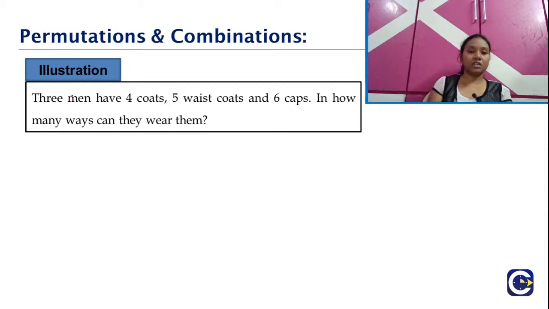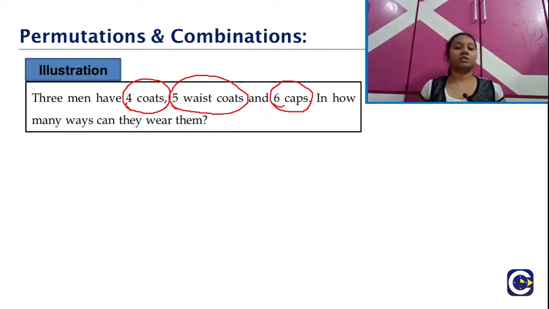So you can consider these three as 3 different events, like 3 different experiments. So 4 coats is one experiment, 5 waistcoats is one experiment, and 6 caps is another experiment. So likewise you can consider, but to wear them he required all the 3. So what will be the arrangements? But here if you observe, there are only 3 men here.